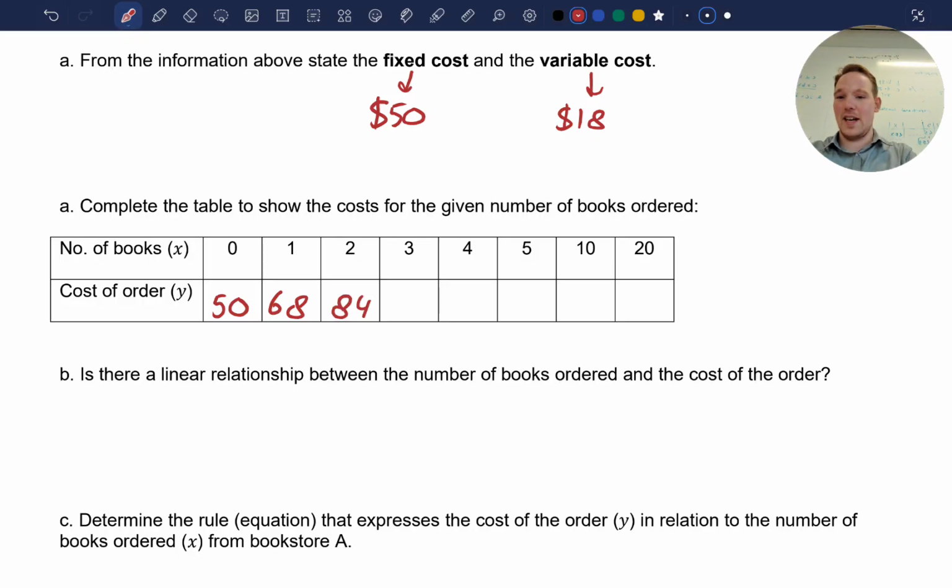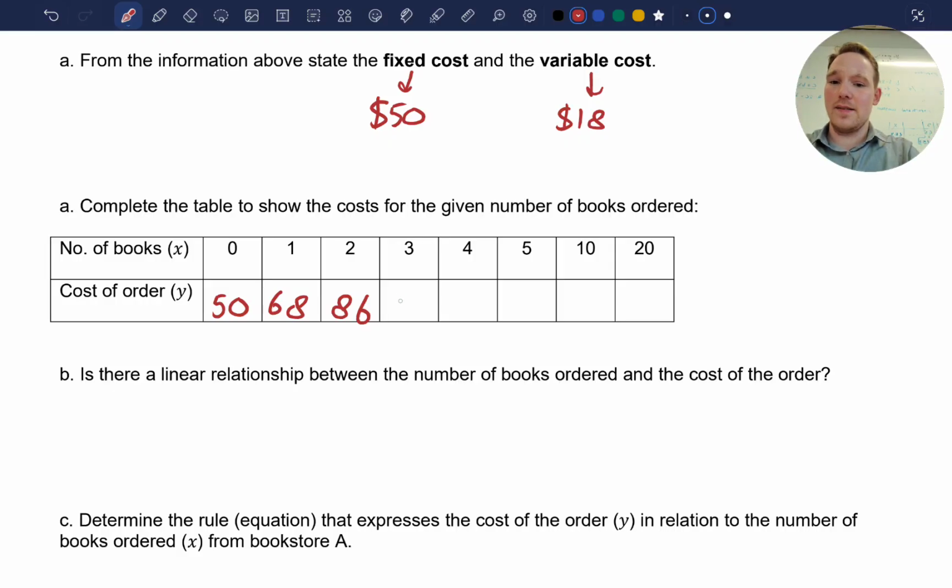Wait, sir, if you buy 0 books, then how is the delivery 50? That's a very good question. You get an empty box, cost you 50 bucks.